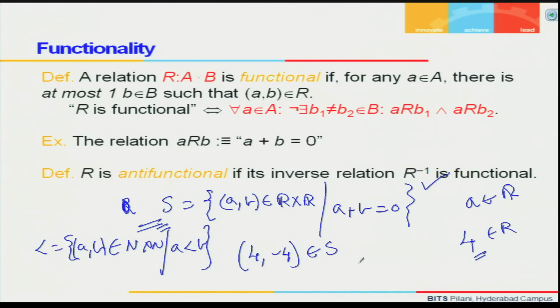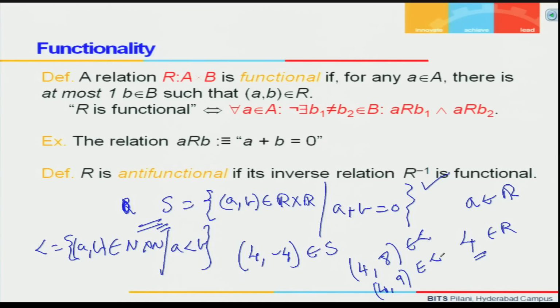Then you take the same 4. 4 can be paired up with 8, and it can be there in the less than relation. 4 is less than 8, so it can be there, and 4 can as well be paired up with 9, isn't it? Because 4 is less than 9, so 4 can be paired up with more than one element in N. Hence, it is not functional. I hope it is clear.